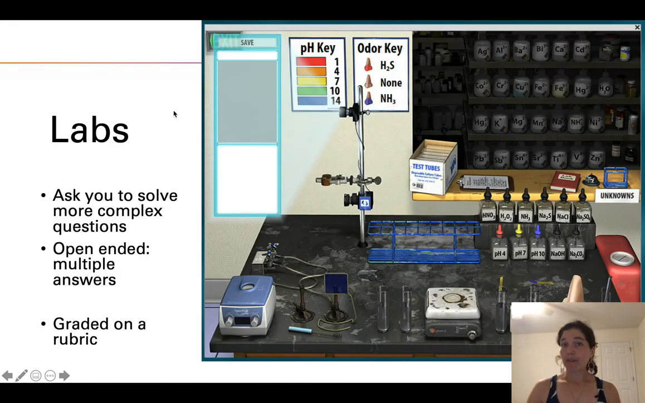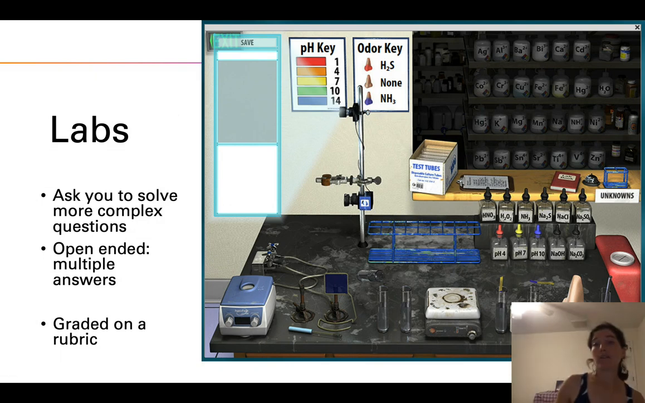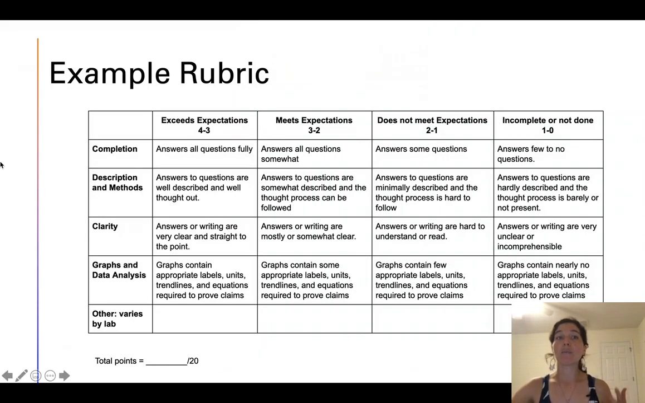Now, your labs, which are 55% of your grade, are going to be more open-ended. They're going to ask you to utilize this lab space after you've gotten comfortable with it the previous week in order to answer open-ended questions. What that means is there is going to be multiple correct answers. There will not be one way to solve the problem. So because of that, these are going to be graded on a rubric. They will not be graded, say, for correctness, but things like completion, whether or not you described all the methods that you use fully and well, how clear your answers are, and how well I can tell what you did.